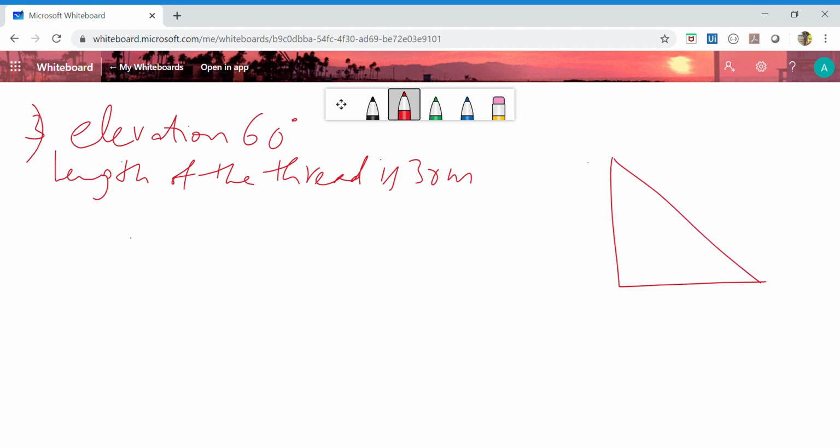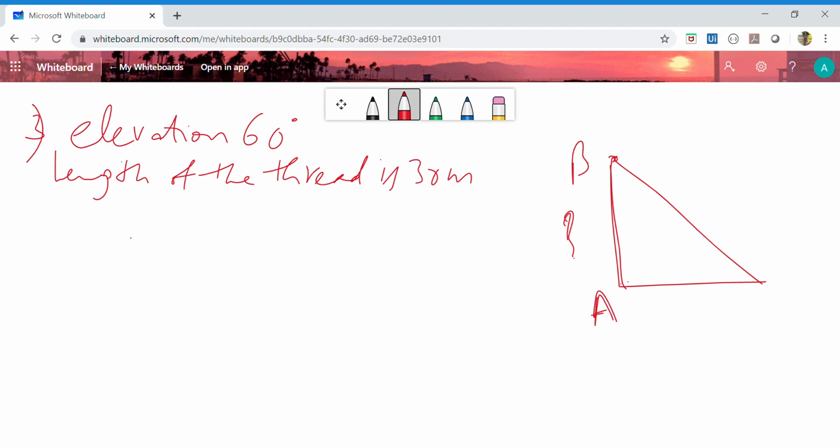So here the kite is there. This is the point of the kite, let it be B. A is a point on the ground. Then the height of the flying kite from the ground you have to find out. So AB height you have to find out.